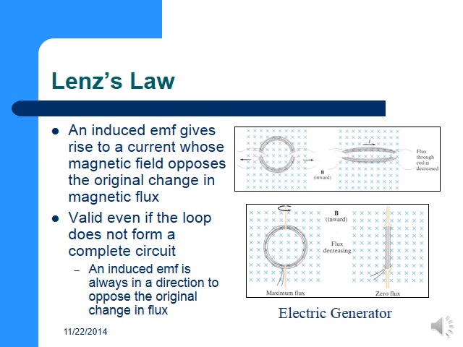Lenz's law talks about the direction of the induced current. So it's very important to understand this right-hand rule and how we do these problems. So basically, Lenz's law says that an induced current will tend to oppose the change in magnetic flux. Even if the loop doesn't form a complete circuit, we're going to have an induced current in that loop. And the induced EMF is going to be opposite the change in flux.